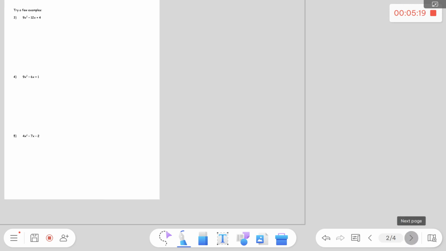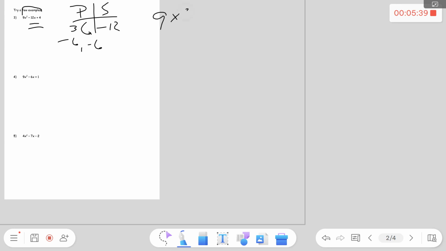Okay, this one says 9x squared minus 12x plus 4. My product here and my sum, right? 9 times 4 is 36, and it adds to make negative 12, right? We're going product and we're going sum. So that's negative 6, and that's negative 6. Okay, 9x squared minus 6x plus negative 6x plus 4. Okay, why? Because I just split the middle, right?